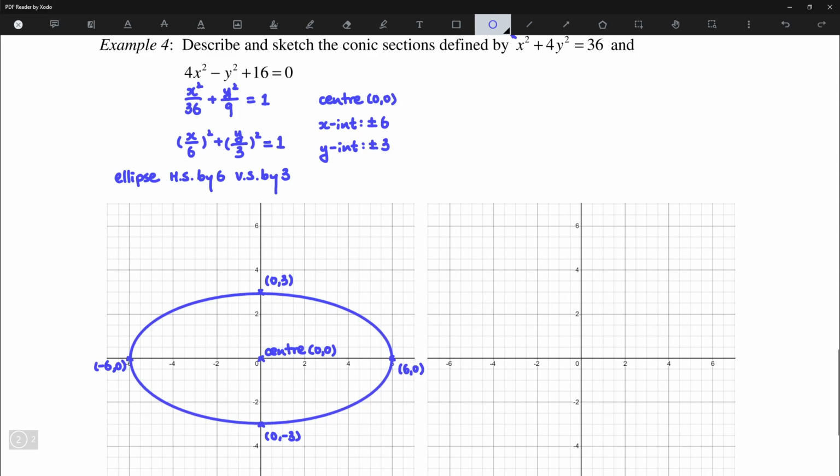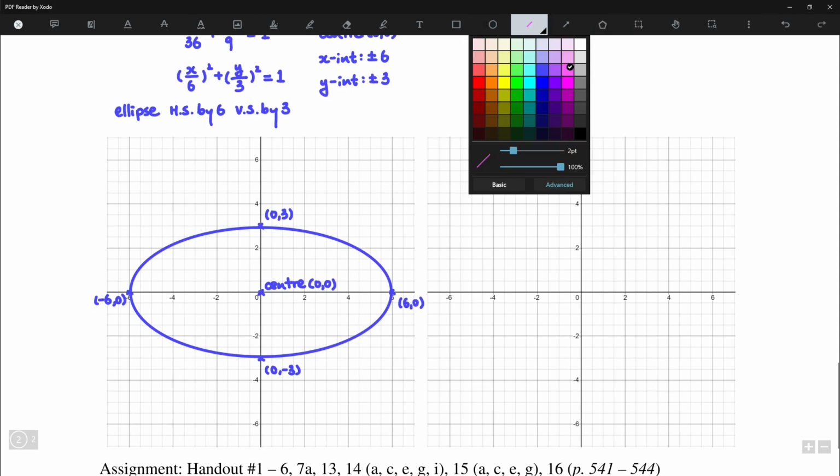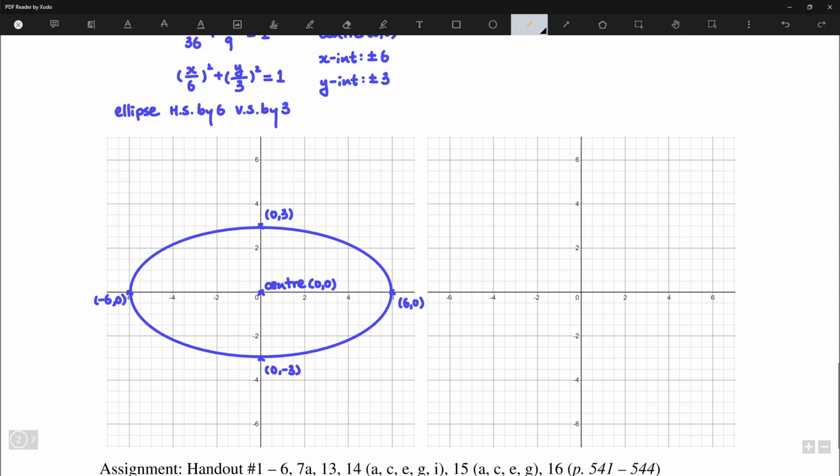Much easier to draw than a hyperbola. So here we have it, and that's all we need to do. The other piece of information as well is that there are 2 lines of symmetry for an ellipse. The one that goes through horizontally like this, and one that's vertical.